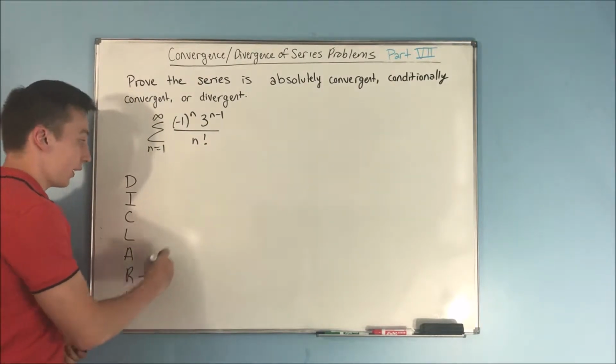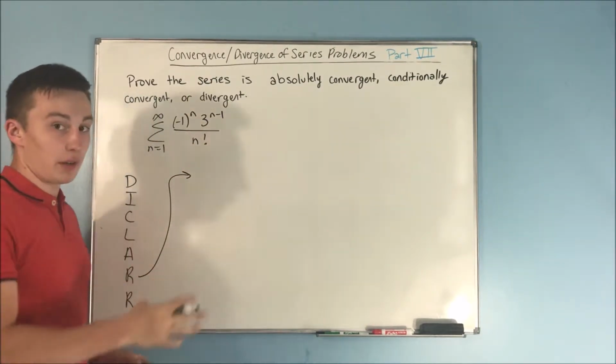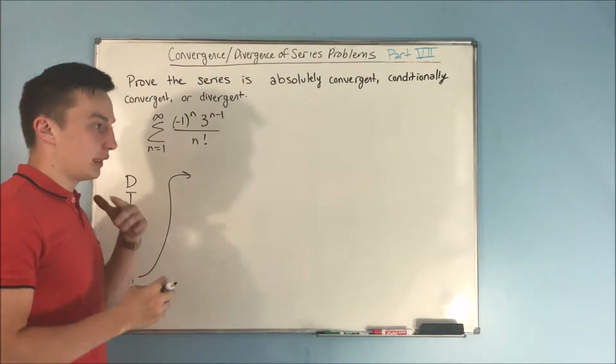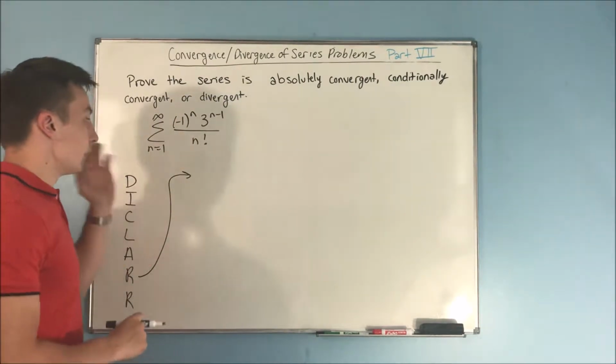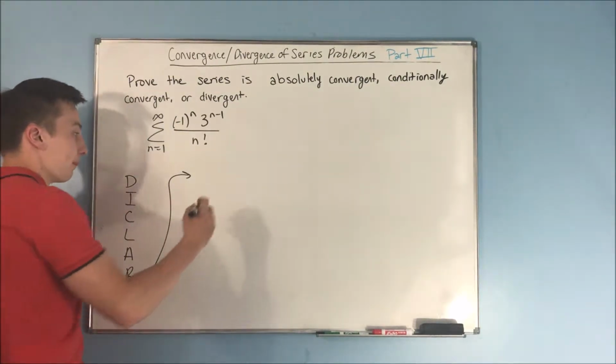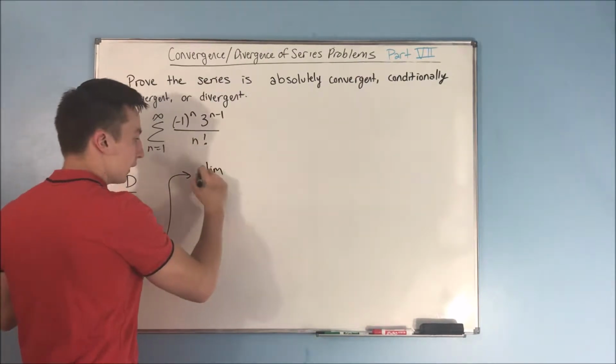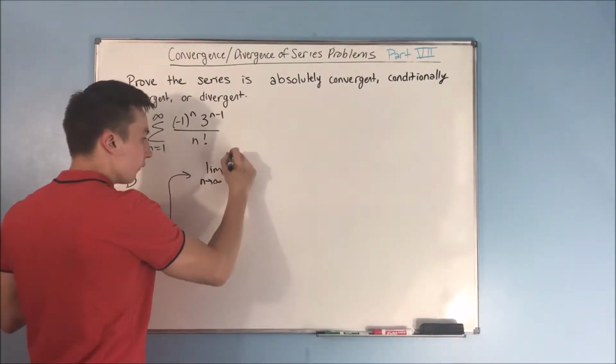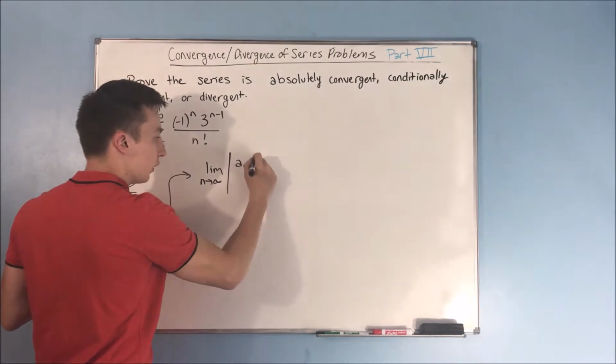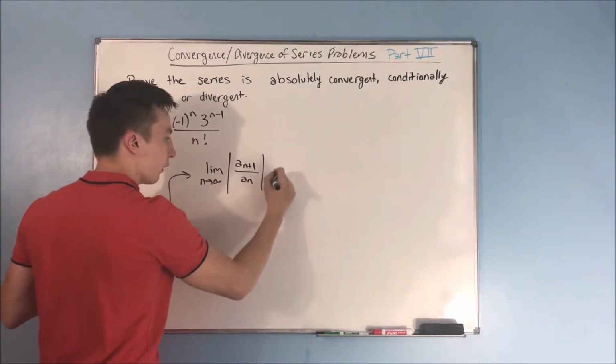I said that in the last video. You see that factorial, don't bother at all with trying to do any test for divergence or anything like that. Just go right to ratio test. We take the limit as n approaches infinity of a sub n plus 1 over a sub n.